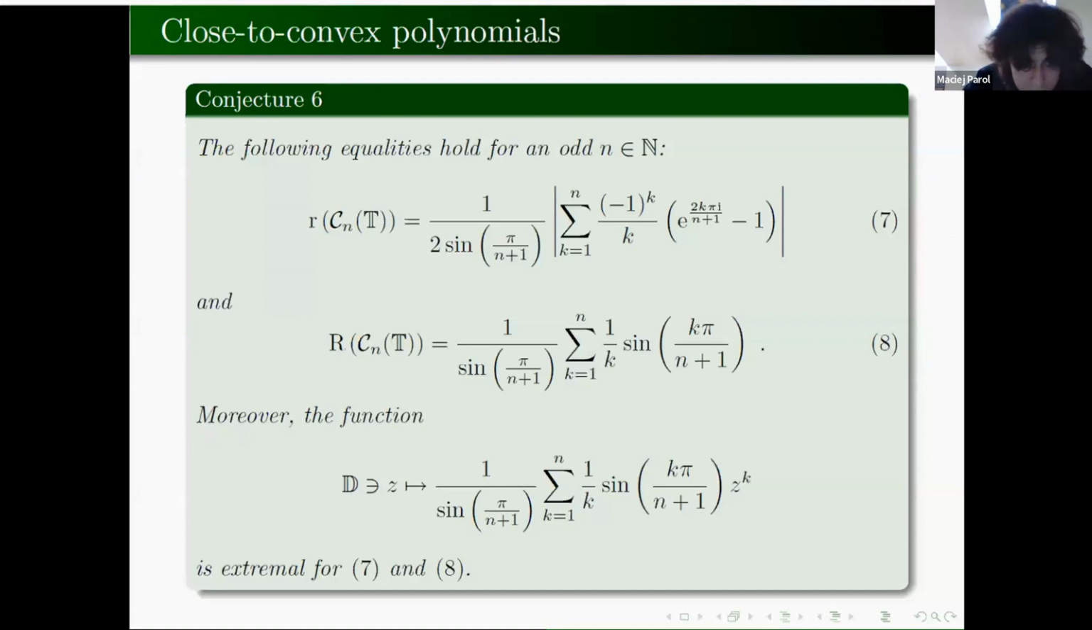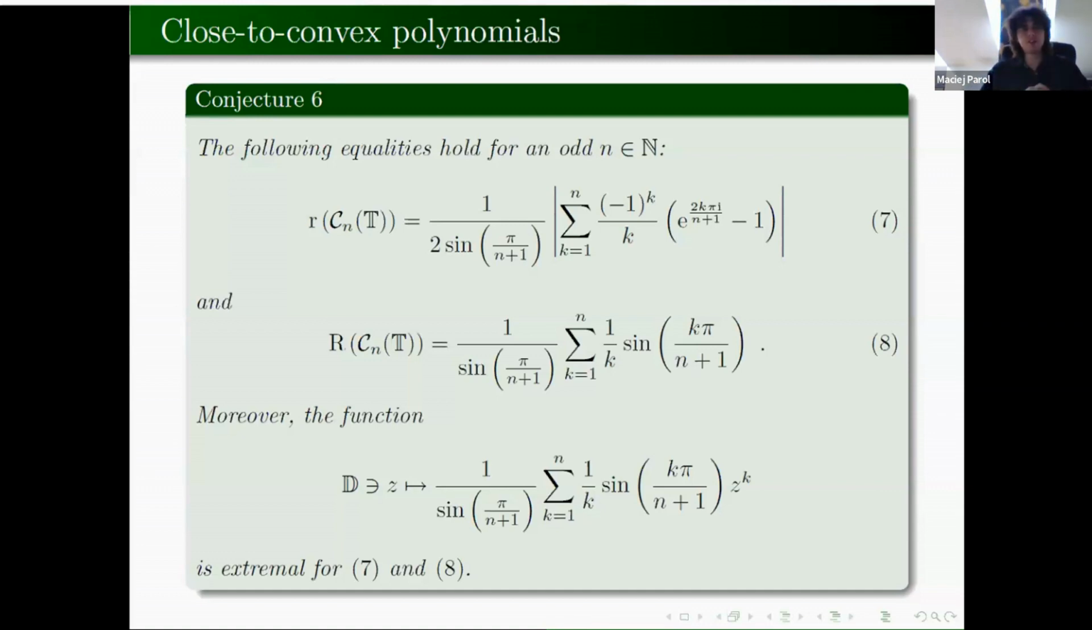And for now, this is an open problem. For now, we can't prove this. This is probably true. We checked this on computers up to n equals 13, I think. So it's probably true, but the complications in the proof are too hard for us at this moment. So it's still an open problem. Maybe one day we will prove this.